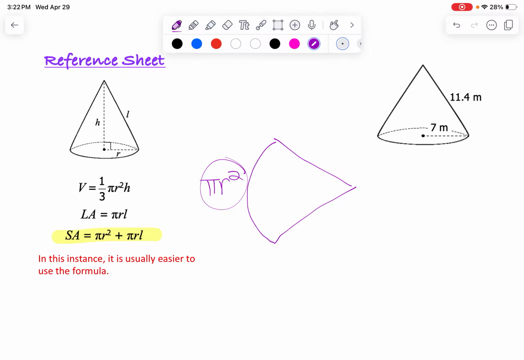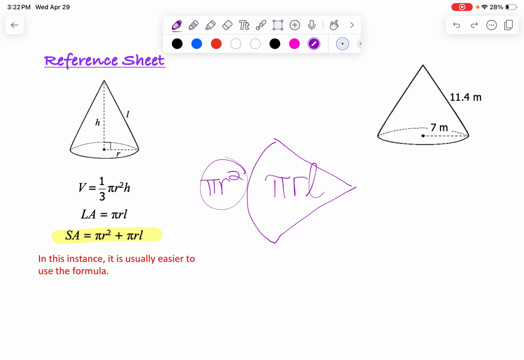And this is pi times radius times L, the slant height. L represents the height up the side. That's called the slant height. So, yeah, I think for this one, it's just easier to use the formula.